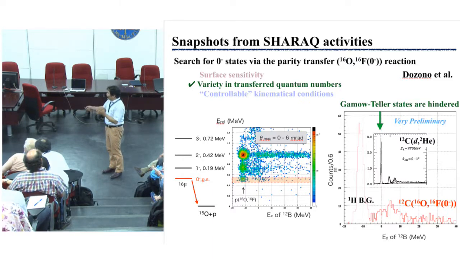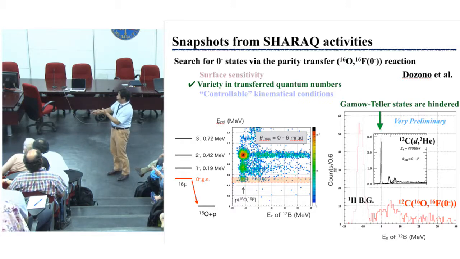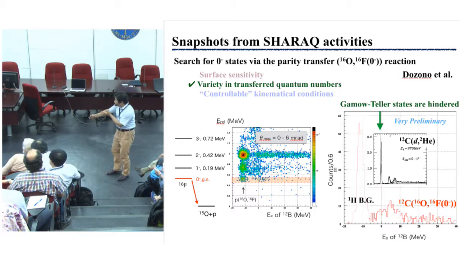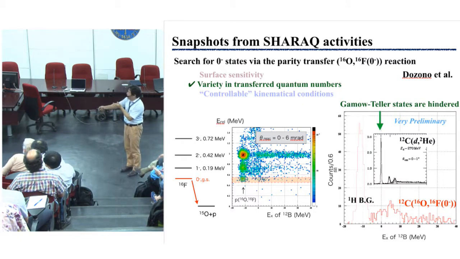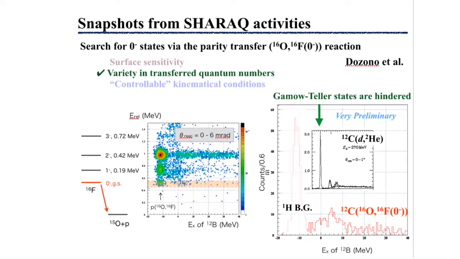I will skip the details, but when you compare the reaction with the (d,2He) reaction, in the case of the (d,2He) reaction, the Gamow-Teller state at the ground state is quite huge. It's predominant. But if you look at the carbon-12, oxygen-16, fluorine-16 reaction, it is hindered, and the spin dipole states are more emphasized. This is the power of this parity transfer reaction. Okay, I don't want to go into detail.